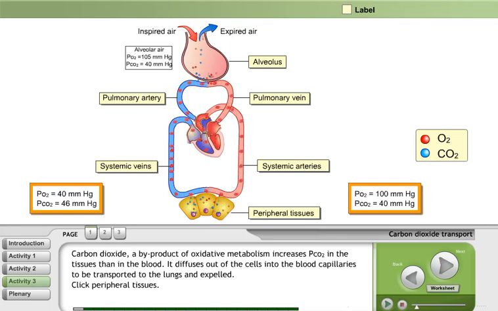Carbon dioxide, a byproduct of oxidative metabolism, increases the partial pressure of carbon dioxide in the tissues than in the blood. It diffuses out of the cells into the blood capillaries to be transported to the lungs and expelled. Click peripheral tissues.